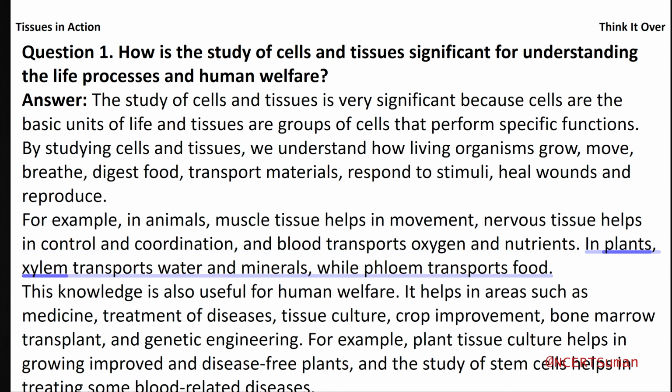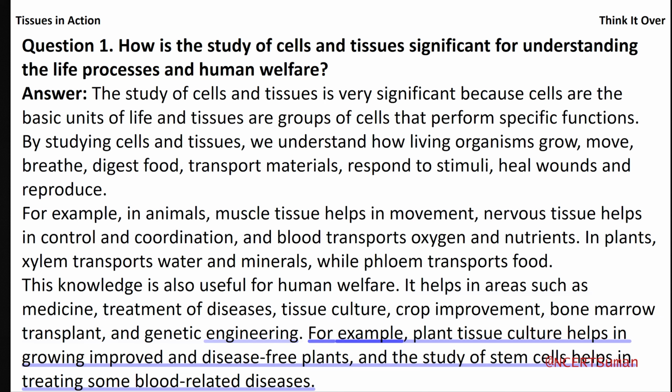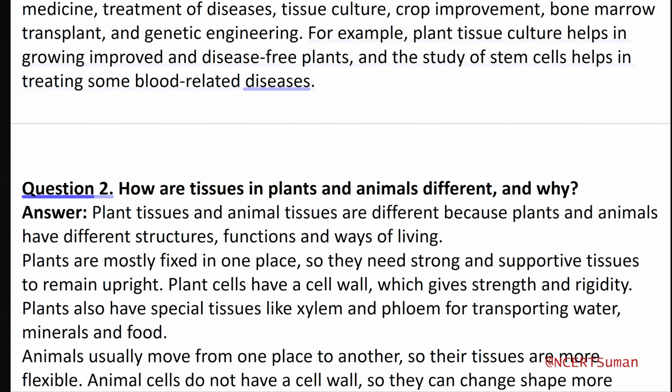In plants, xylem transports water and minerals, while phloem transports food. This knowledge is also useful for human welfare. It helps in areas such as medicine, treatment of diseases, tissue culture, crop improvement, bone marrow transplant, and genetic engineering. For example, plant tissue culture helps in growing improved and disease-free plants, and the study of stem cells helps in treating some blood-related diseases.